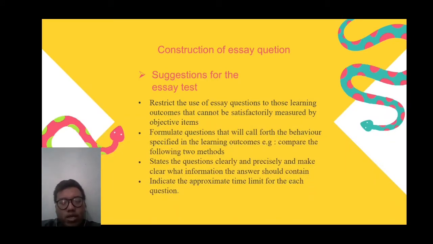Construction of essay question. Suggestion for the essay test. Restrict the use of essay question to those learning outcomes that cannot be satisfactorily measured by objective items. And the second is formulate questions that will call for the behavior specific and the learning outcome. Example, compare the following two methods. And the third is state the question clearly and precisely and make clear what information the answer should contain. And the fourth is indicate the approximate time limit for each question.